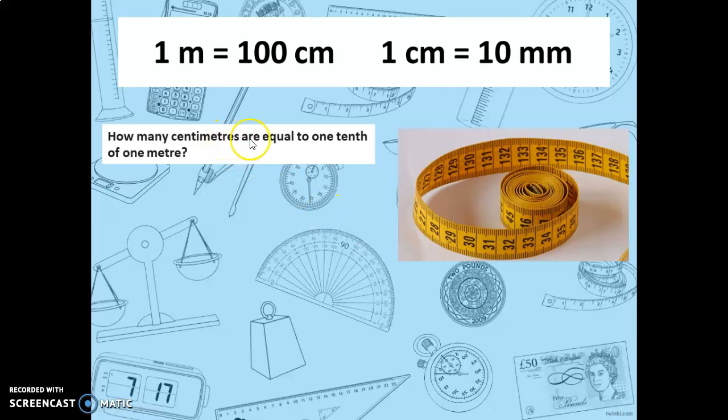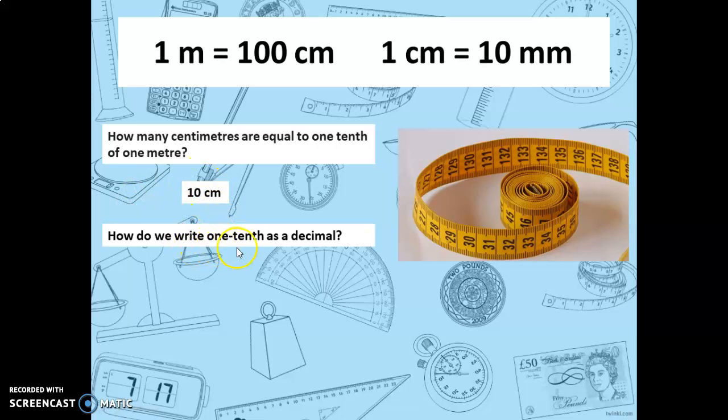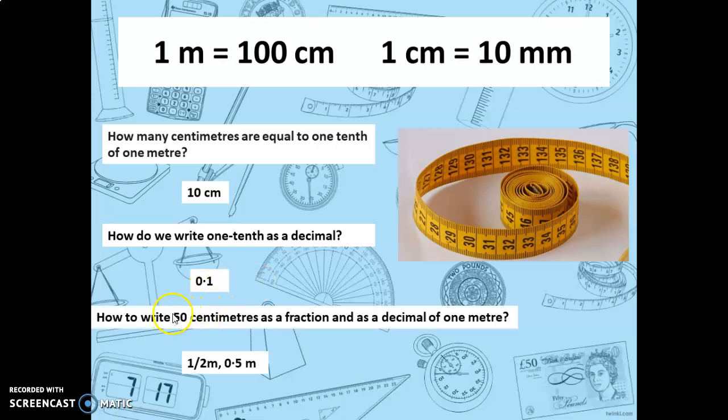How many centimeters are equal to 1/10 of 1 meter? Remember the tenth? 1 over 10. So 1/10 meter is the same as 10 centimeters. How do we write 1/10 as a decimal? Remember this? This is 1/10. Now, how to write 50 centimeters as a fraction and as a decimal of 1 meter. 50 centimeters is half a meter, which is the same as 0.5 meters.